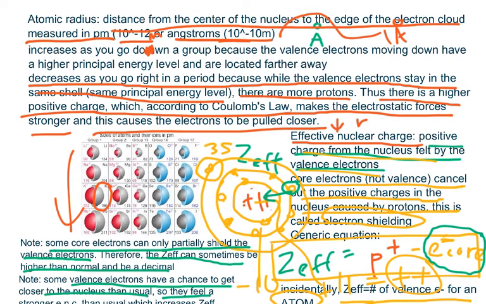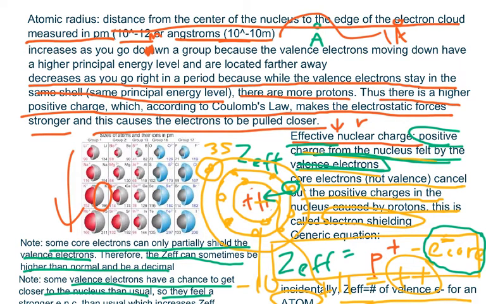So they feel a stronger, what does that say? Electric, I don't know what that says. Electric nuclear charge? Oh, that's an effective nuclear charge, sorry. So they feel a stronger effective nuclear charge than usual. So remember, the effective nuclear charge is a positive charge felt by the valence electrons from the nucleus.